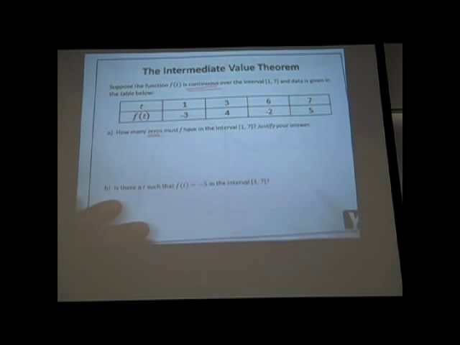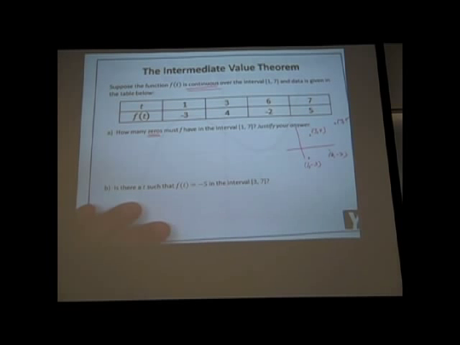Zeros. How many roots? Well, I have these points. I have (1, -3), (3, 4), (6, -2), and (7, 5). How many times must the function be equal to 0 if it's continuous? Some students like to plot the points. Plotting the points is nice if you have the time. Here's (1, -3). Here's (3, 4). Here is (6, -2). Here is the point (7, 5).